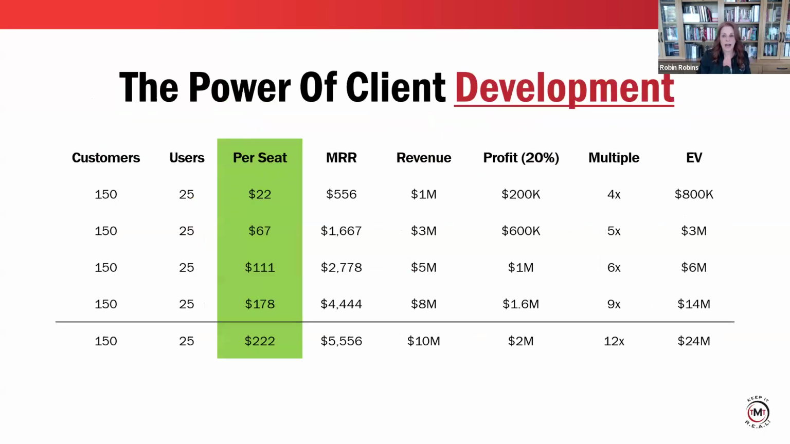Okay. So I call this the Jeff Farr slide. Jeff Farr is one of our client coaches. He put this together. But this is an example of why we also start with client development. So if we said these were all MSPs, right? And there's 4 of them or 5 of them, right? So they all have 150 customers. And they all have customers that have about 25 users.